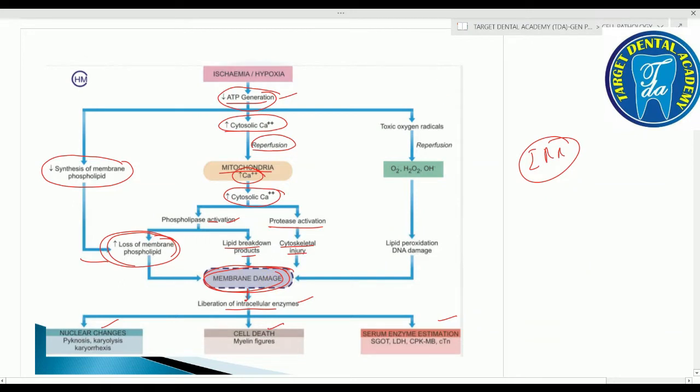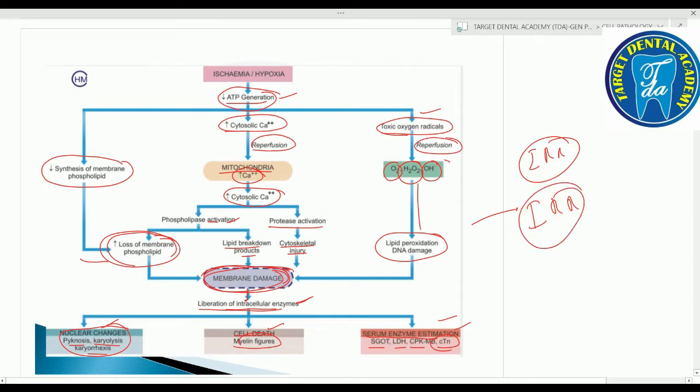In the third condition, when there is a decrease in the generation of ATP, there are toxic oxygen radicals. With reperfusion, there is a formation of oxygen radicals, hydrogen peroxide, and OH ions. Fine. And it leads to lipid peroxidation and DNA damage, which finally leads to membrane damage. And in the membrane damage, there is a liberation of intracellular enzymes, which leads to nuclear changes like pycnosis, karyolysis, and karyorrhexis. While there is cell death, the myelin figures, and the serum enzyme estimation: SGOT, LDH, CPK-MB, and cTn.